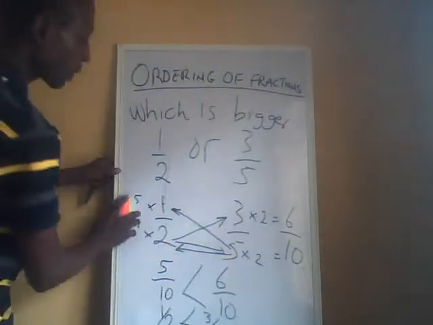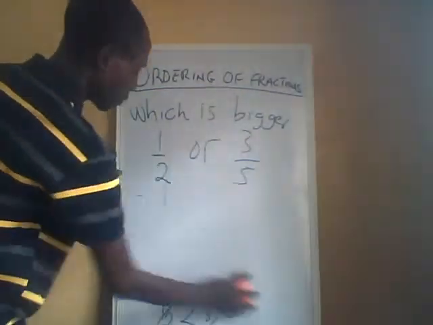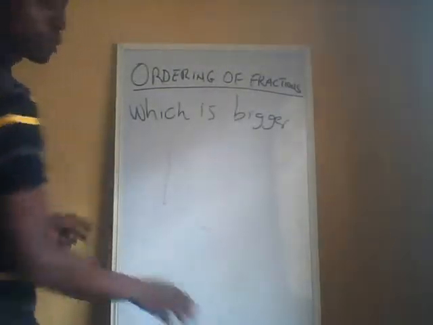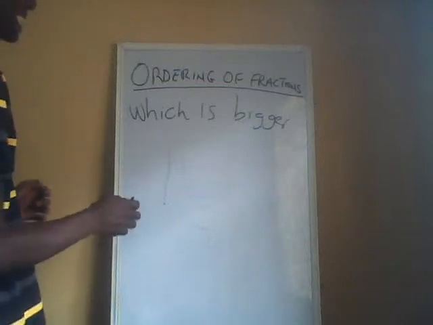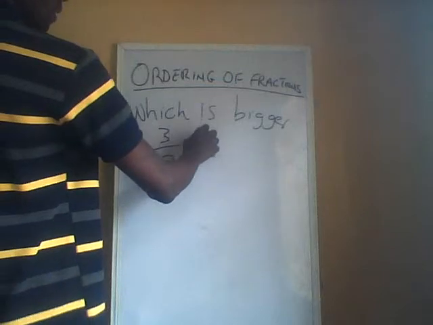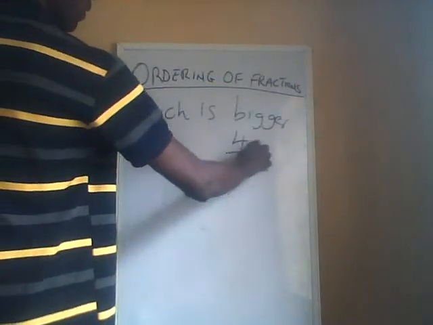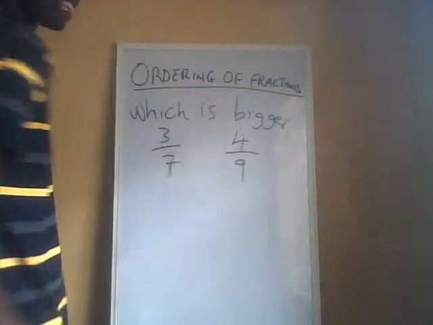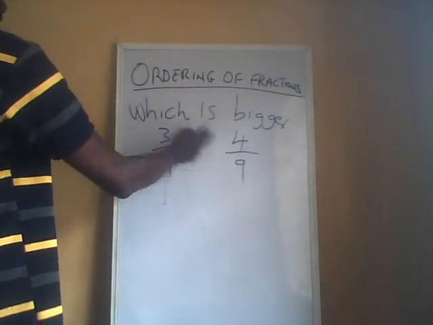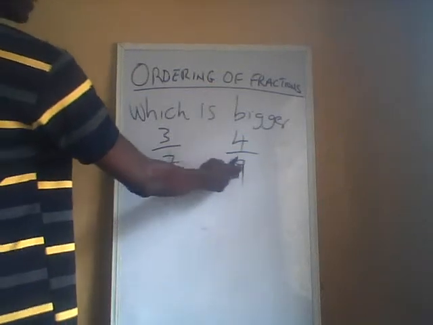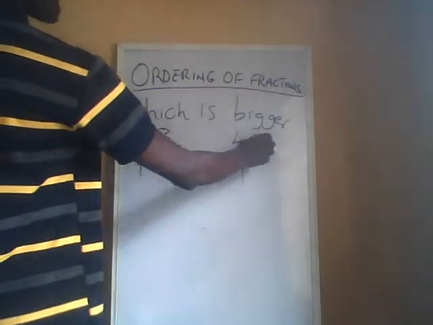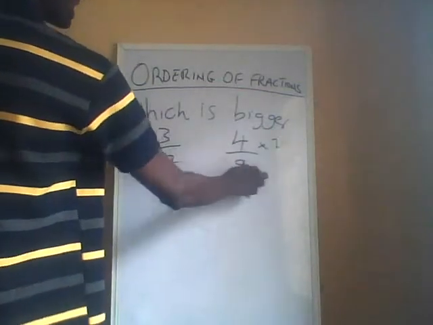There's another question here. I want to give just one more question before we wrap up the video. Which one is bigger here? I have 3 over 7, or I have 4 over 9. Don't forget, like I said, use your 9. Multiply this 3, your 9 multiply this 7. So that means times 9, then times 9. Use your 7, multiply this 4, times 7, this 7 again times 7.